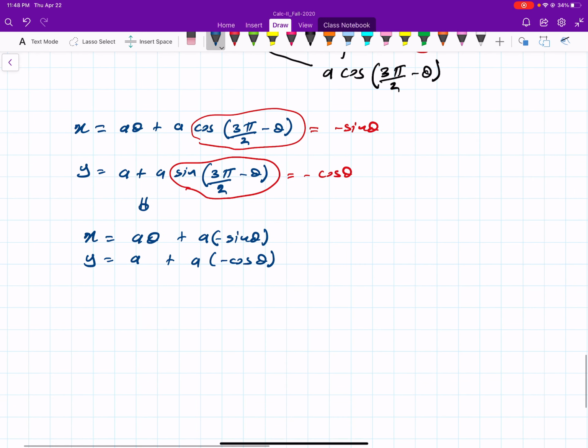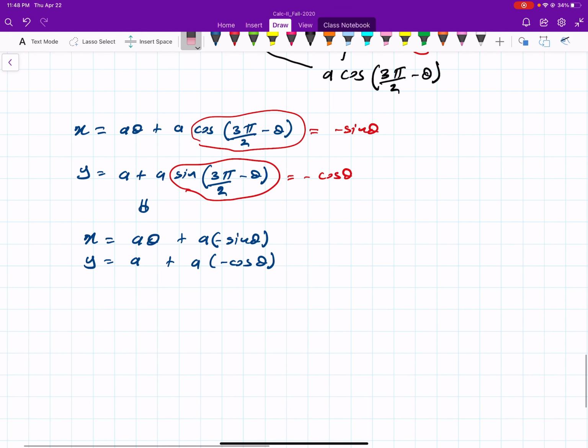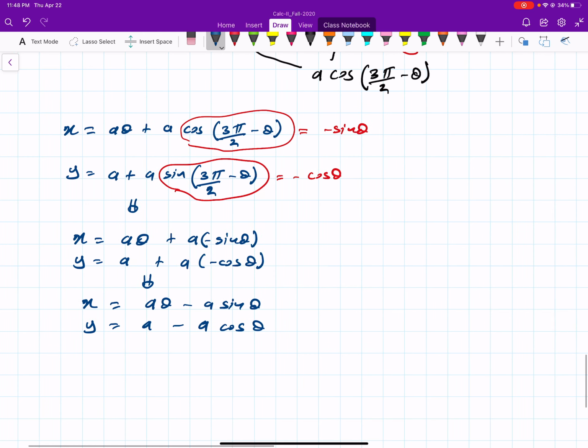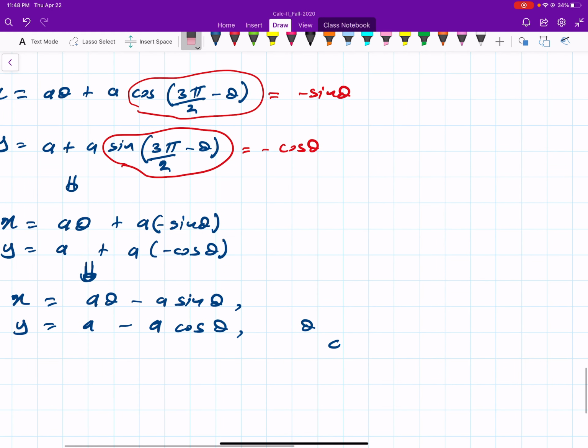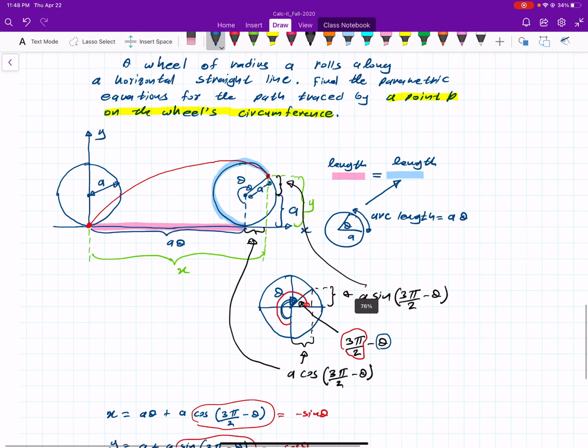All right, then further you can write this as x equals a theta minus a sine theta, y equals a minus a cosine theta. Now this is the parametric equation. Now you have to find how theta varies. Here theta varies from where to where? Go back to the original image.